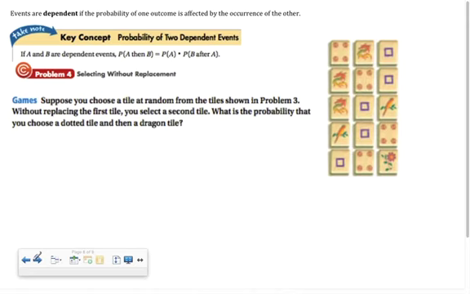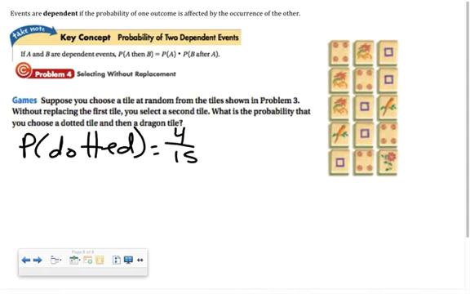Here, we're dealing with a dependent probability because I am selecting without replacement. But the math is still the same. I find the probability of one event, I find the probability of the other event, and then I multiply them together. So I am finding the probability that I choose a dotted tile. So probability of dotted, there's still 15 tiles, there's still 4 that are dotted, so 4 out of 15 is my probability of pulling a dotted tile.